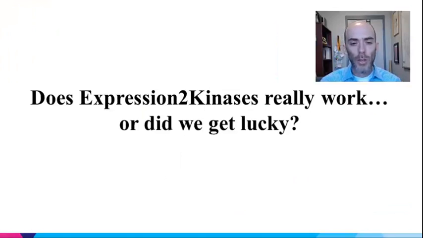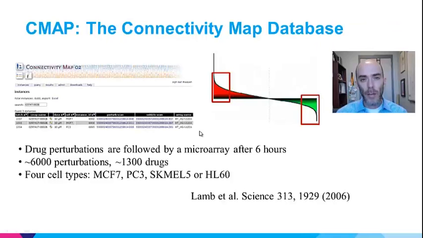So how do we know that Expression2Kinases really works? Did we just get lucky with our collaboration with CJANG? Is it going to work for all types of conditions, cell types? This is a tough question to answer, but we were able to make headway trying to validate Expression2Kinases at a global scale. And for this, we use the connectivity map database.